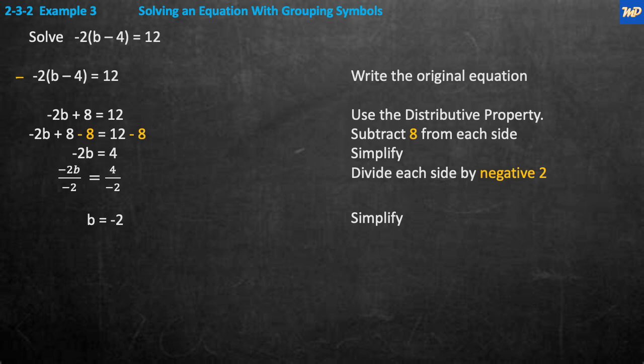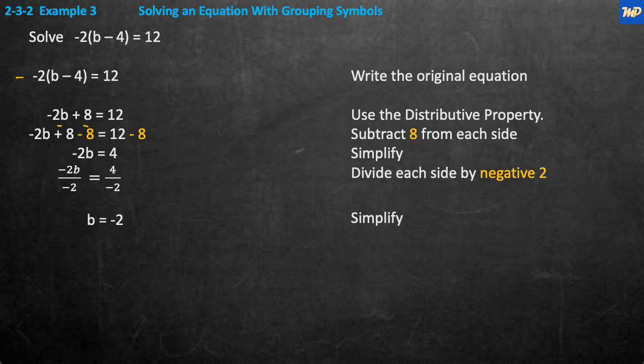Then we're going to multiply each term inside the parentheses by the negative 2. And we'll end up with negative 2b right here plus 8, because negative 4 times negative 2 is positive 8. And that equals 12. Now we have to get the negative 2b by itself. Our goal is to get the b by itself. But right now we're going to get the negative 2b by itself on the left side. And to do that, we're going to subtract 8 from both sides using the subtraction property of equality.